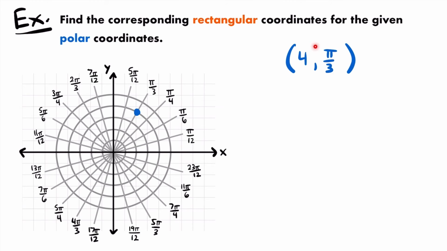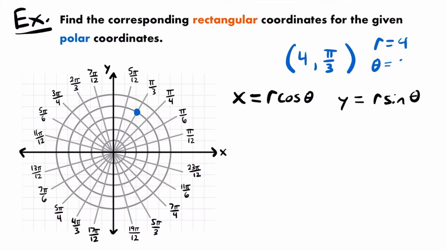Let's see if that's true. Let's convert these polar coordinates to rectangular coordinates. In order to do that, we're going to need to use the following two formulas: x equals r times cosine theta and y equals r times sine theta. We can use our values of r and theta from our given polar coordinates to find the corresponding x-coordinate and the corresponding y-coordinate that together will make a pair of rectangular coordinates. In this case, we know that r is equal to 4 and theta is equal to pi divided by 3. So if we plug these values into these two equations, we can solve for x and y.